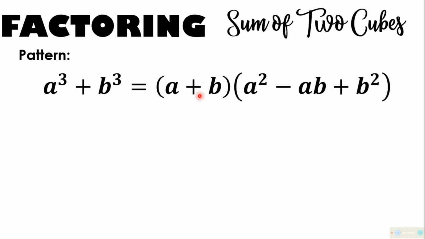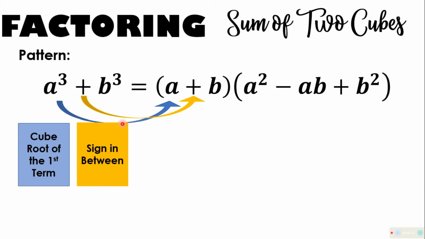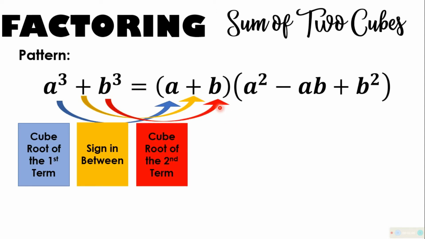So, paano natin makukuha yan? Okay? For the first factor, we have cube root of the first term. So, kung mapapansin natin, from a cube, naging a siya kasi kinuha ang cube root ng first term. And then, yung sign, kung ano yung sign sa given, yun din ang gagamitin natin sa first factor natin. And then, from b cube, naging b. So, anong ginawa? Kinuha ang cube root ng second term. Now, that's for the first factor.